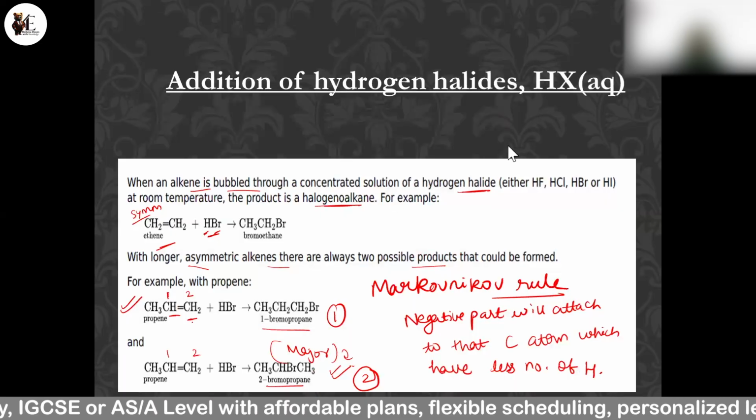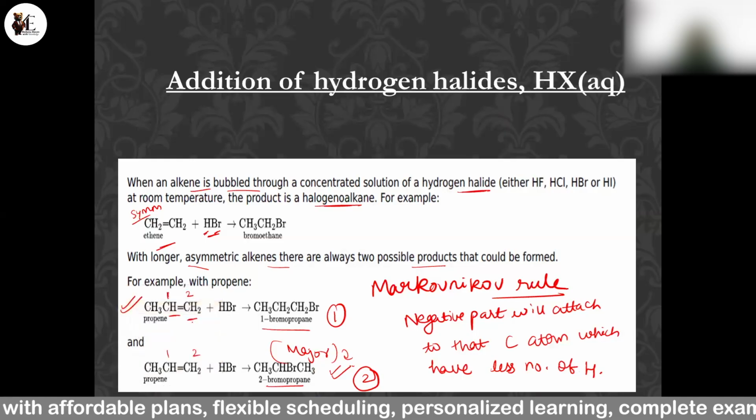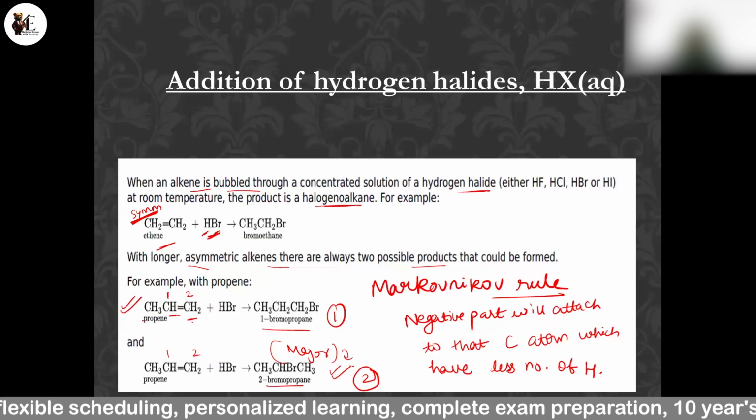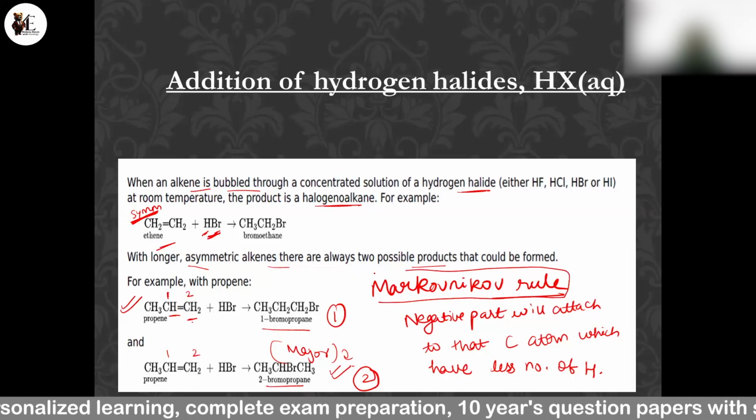Here I am just explaining addition of hydrogen halides. In the first reaction, you can see that this is the symmetrical alkene, so at any carbon add H, at any carbon attach Br. But in the asymmetrical alkenes, you have to follow this rule which is known as Markovnikov rule.